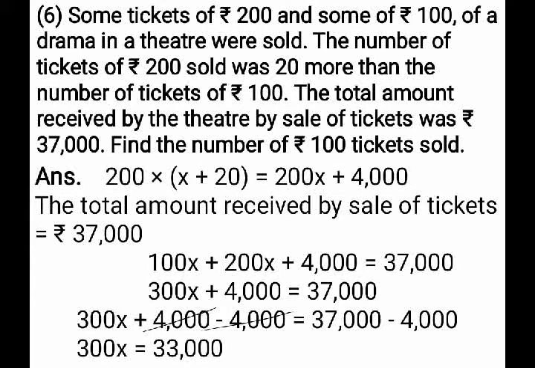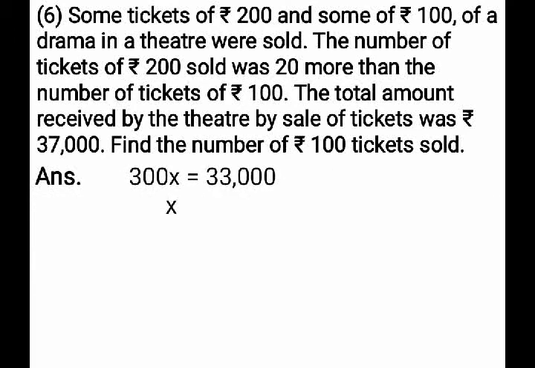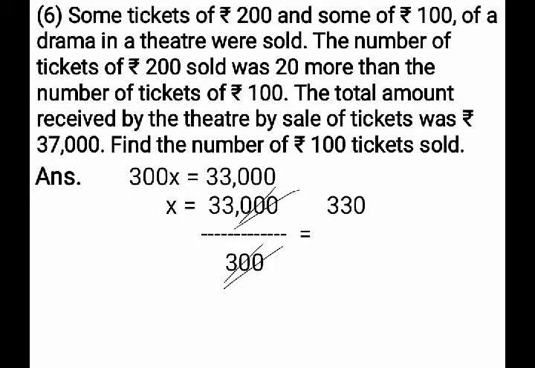Now you have to find the value of x by dividing 33,000 by 300. That is x is equal to 33,000 upon 300. Cancel both the zeros on numerator and denominator this way. Now you have to divide 330 by 3. 3 ones are 3, 11 tens are 330. Therefore, x is equal to 110.